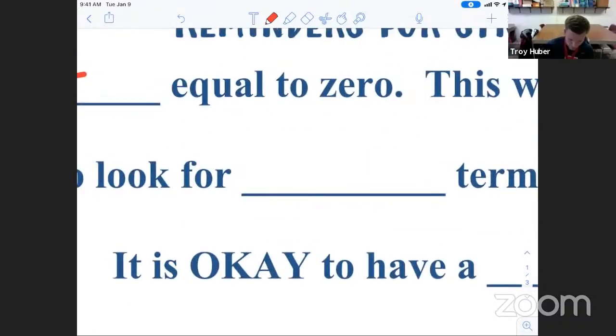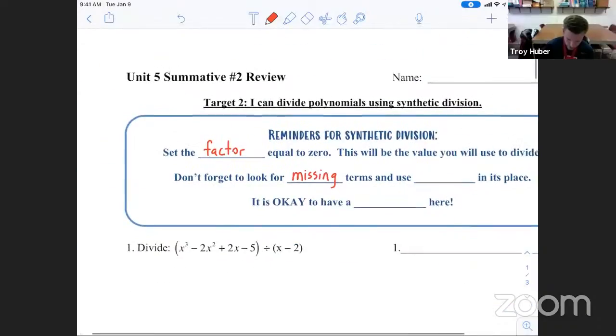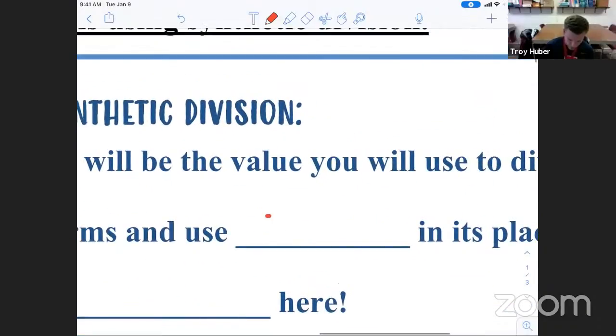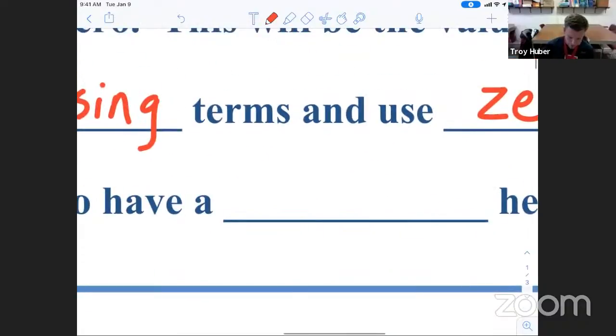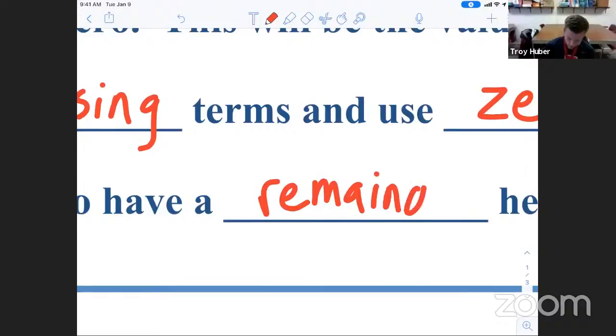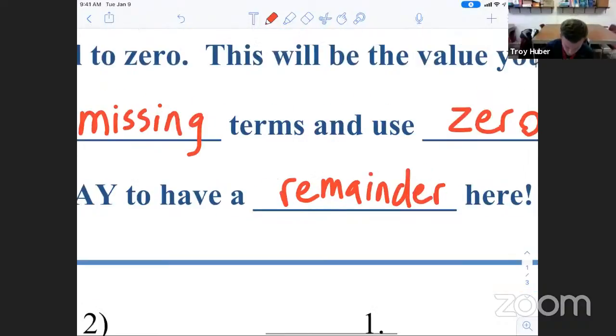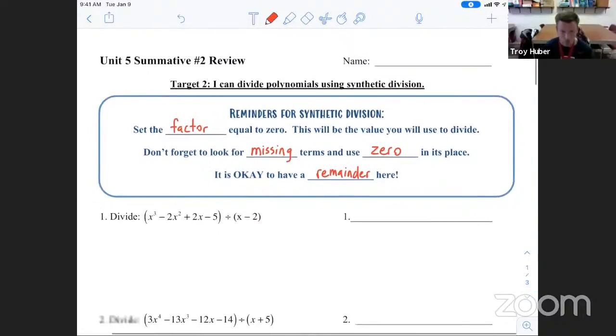All right, don't forget to look for missing terms and use 0 in its place. It's okay to have a remainder. All right. And don't worry, we'll talk about each of those when we start to do this work.